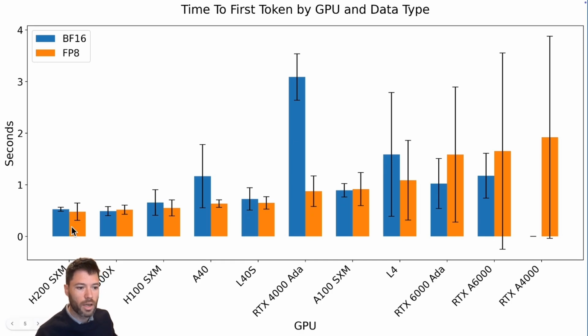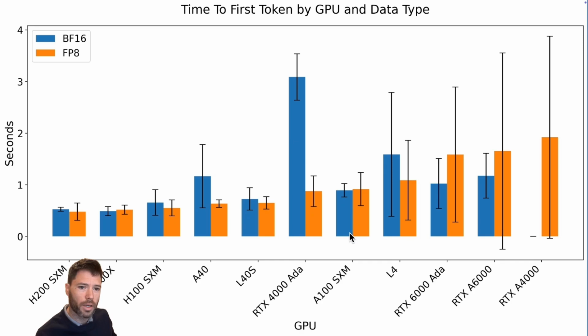So you can see for the most powerful GPUs like the H200, we've got a time to first token of just about half a second in 8-bit or 16-bit. And then generally speaking, the time to first token goes up as you move towards the older generation and the cheaper GPUs. So as you move out towards, say, the Lovelace architectures like the L40S, or as you move towards the Ampere architectures like the A100 here.